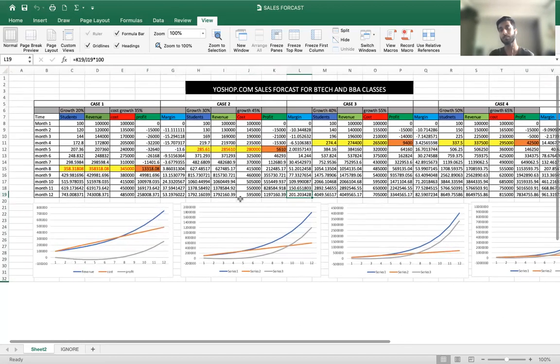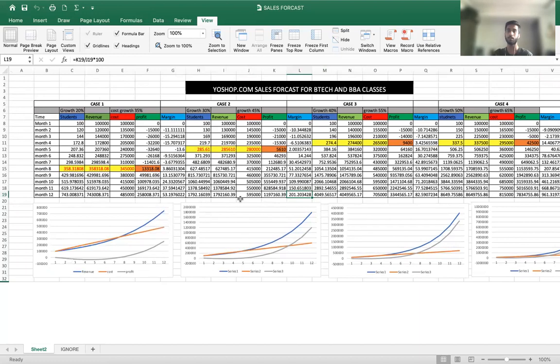Now it depends upon the marketing strategy and the various other sales strategies of the company, how much growth it can achieve in 1 year. So these are a few of the cases in which growth can take place at around 20%, 30%, 40%, 50%, with the addition of teachers every month, 1, 2, 3 and 4, in cases 1, 2, 3 and 4. So these are the growth forecasts for the B.Tech and BBA classes.